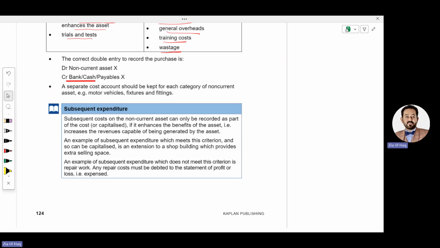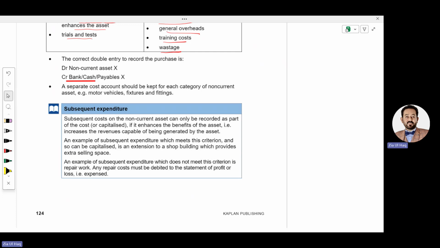After buying land and building, you may spend some money on repairs, on paint, or you may build a new room. A new room will enhance productive capacity, so that should be capitalized. Paint and repair will not increase earning capacity, they will just maintain it. Because if we don't paint or repair, earning capacity might reduce. If we paint or repair, earning capacity will be maintained. So that will be revenue expenditure.